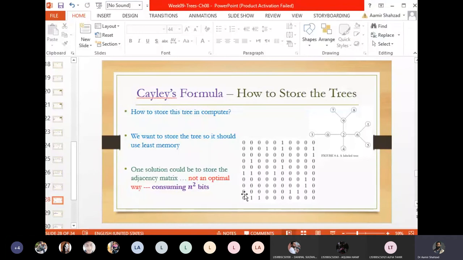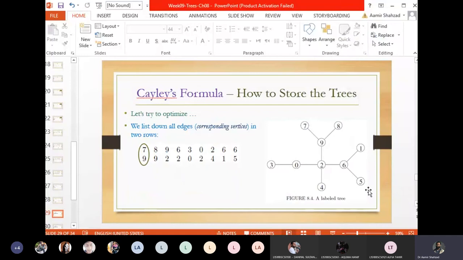So adjacency matrix ka size kya hoga? If we have n nodes, we are going to have n rows and n columns. So we have to store it in n square. Let's suppose we are representing by bits, so n square bits. Hamari bits ke order mein n square bits memory use hogi. Can we do it in a better way? Yes, we can do. Kis tarah?